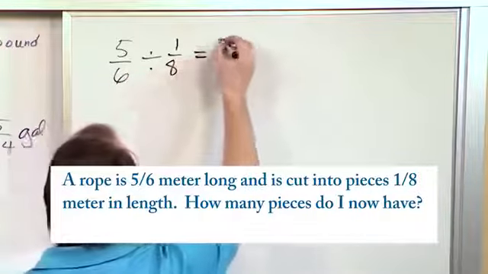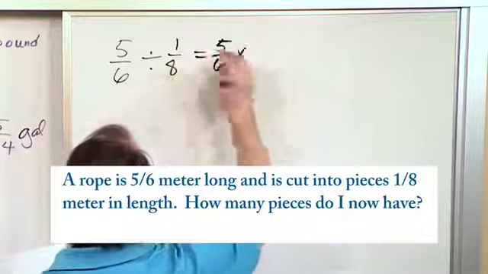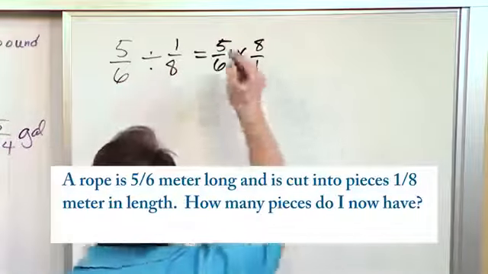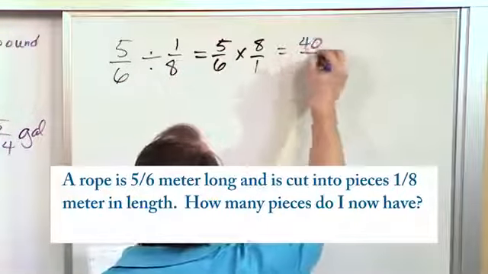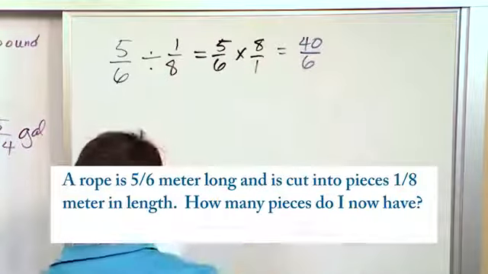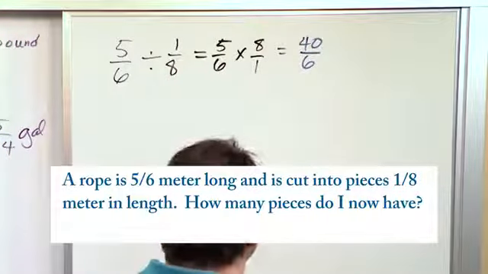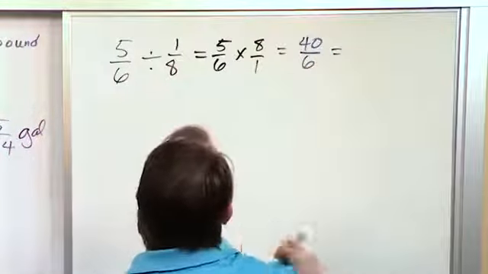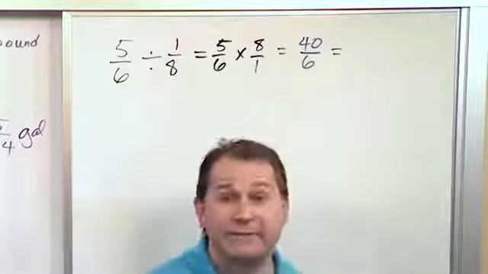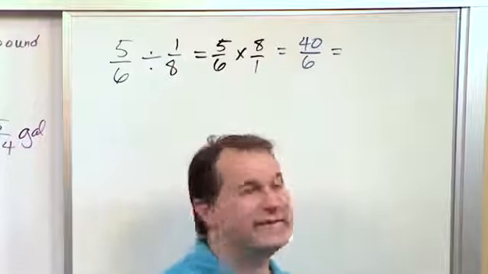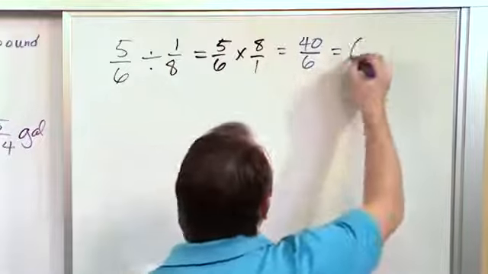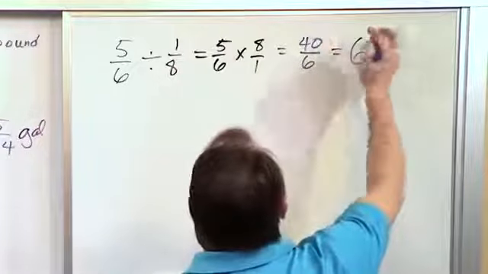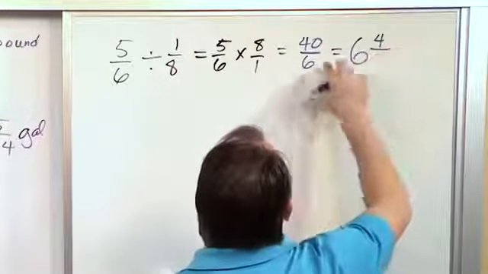So first thing you do is you say 5/6. You change this to multiplication and you flip this over to 8/1. And then you multiply. 5 times 8 is 40. And on the bottom, 6 times 1 is 6. And that really is the answer. But you notice that this is an improper fraction. So how many times will 6 go into 40? Well, 5 times 6 is 30. 6 times 6 is 36. So it's about as close as you can get. 6 times, that will give you 36 because 6 times 6 is 36. The difference between 40 and 36 is 4. That's the remainder over 6.